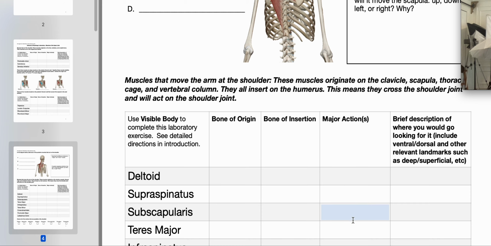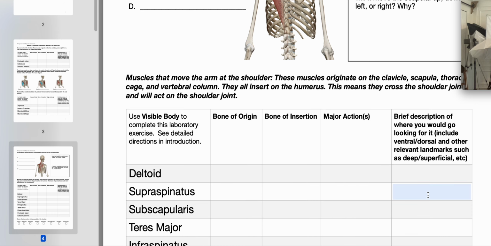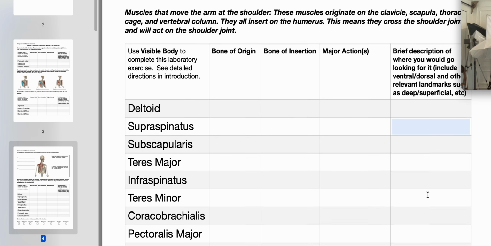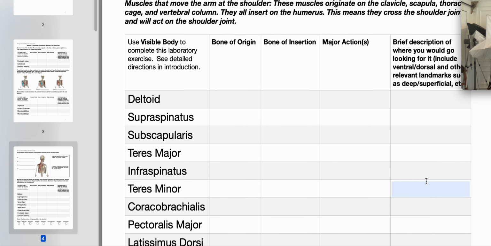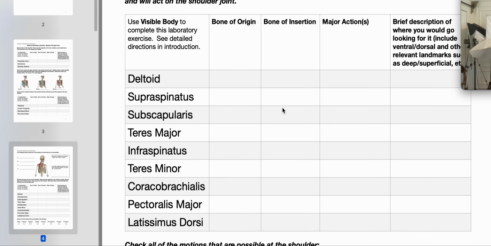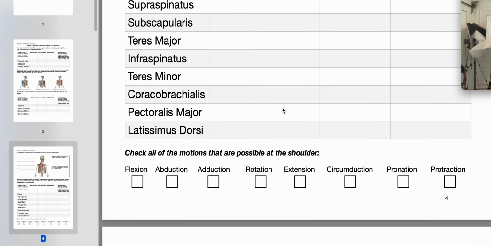So again, you really want to focus on the major actions and any other information that would help you recognize or identify that muscle on the practical exam. You absolutely can complete the origin and insertion, and for some students that's very helpful for understanding how to recognize the muscle and what it might do. But for some students, it just clogs up their neurons even more and it makes it harder to remember. So you've got to figure out what works best for you.